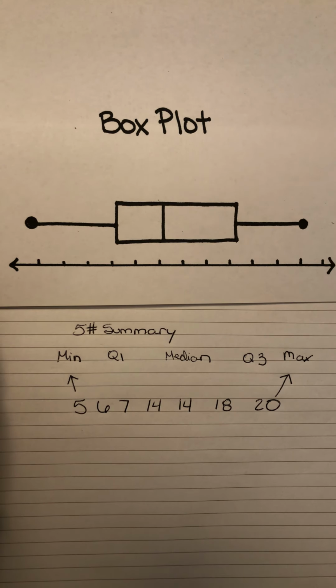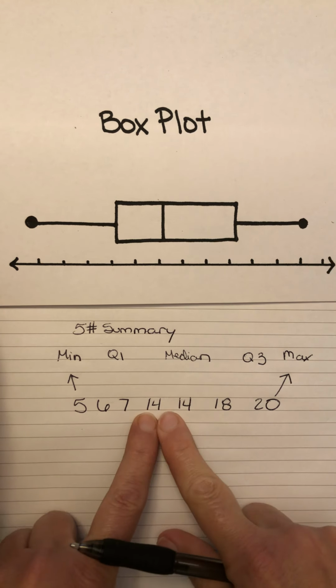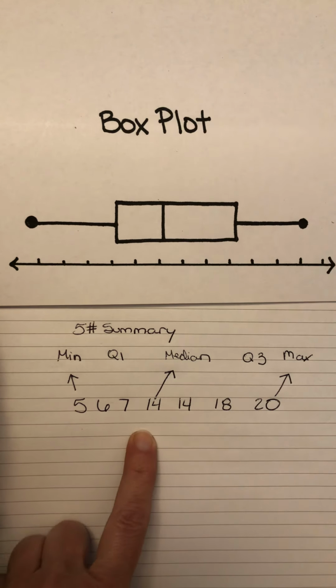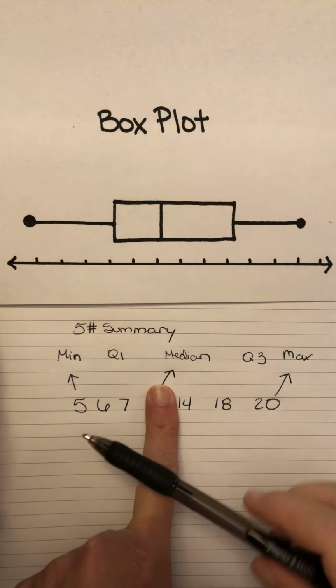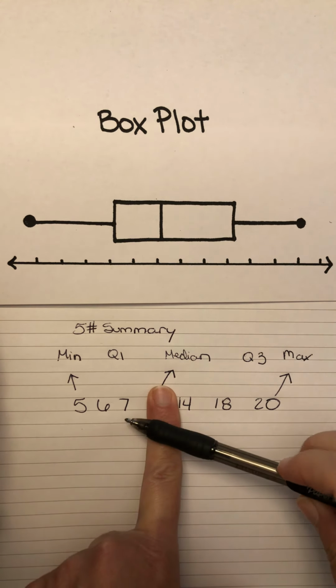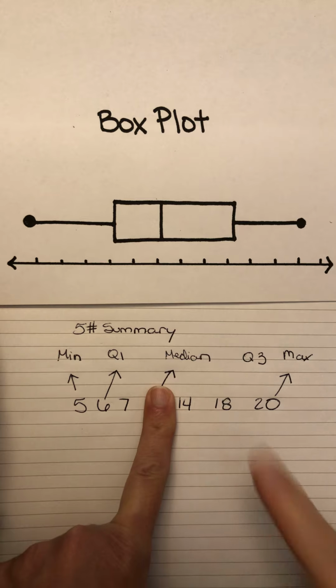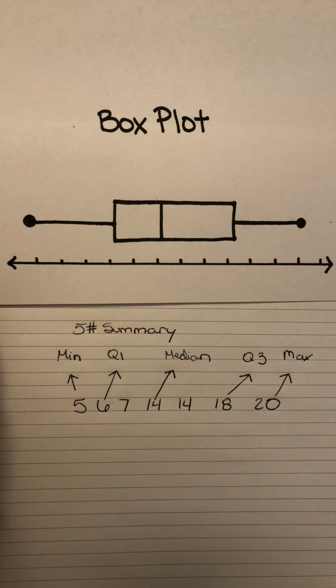The next thing I do is I have to find my median. It's the very middle number. So it's going to be 14. So since this is my middle number, I'm going to look at my lower set of data. The middle number over here is 6, and the middle number over here is 18. So I now have my 5-number summary. So let's go over the actual box plot now, and then we're going to graph this data.